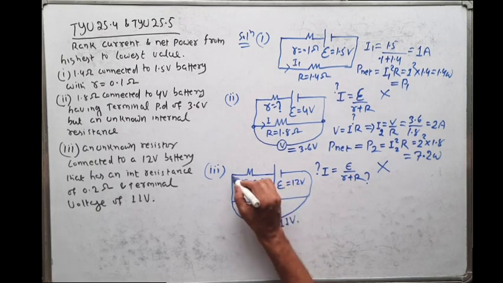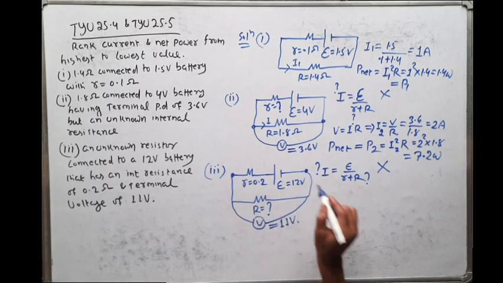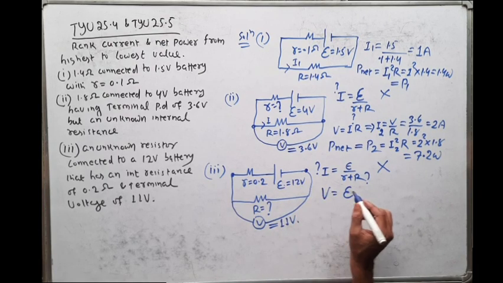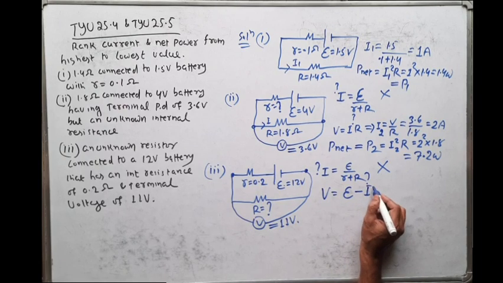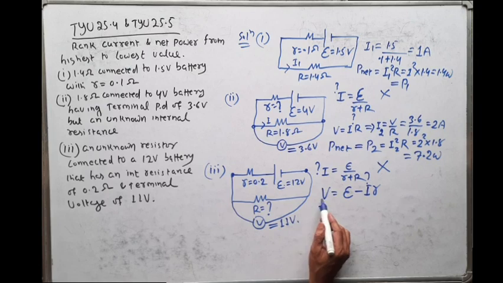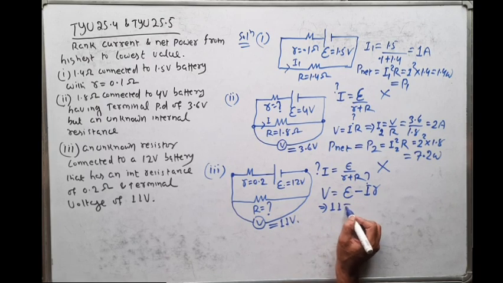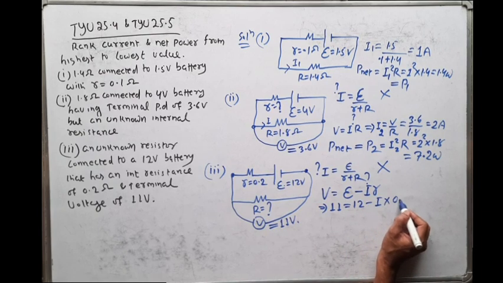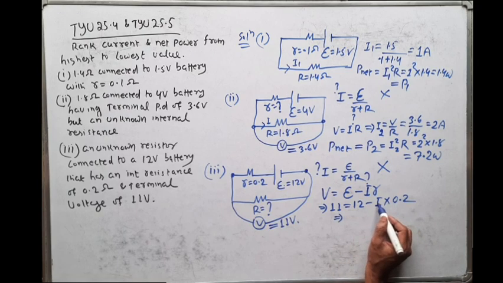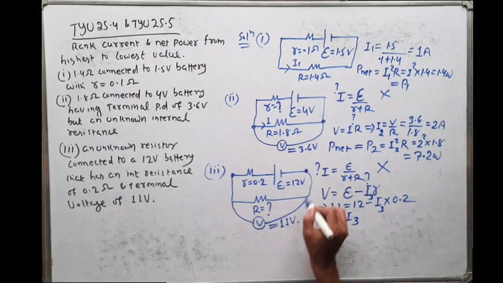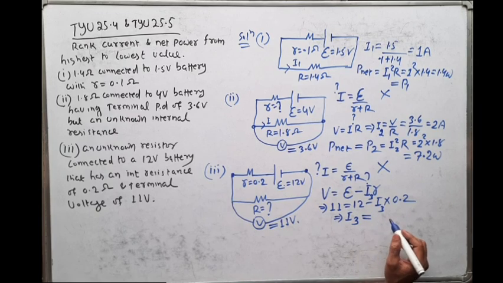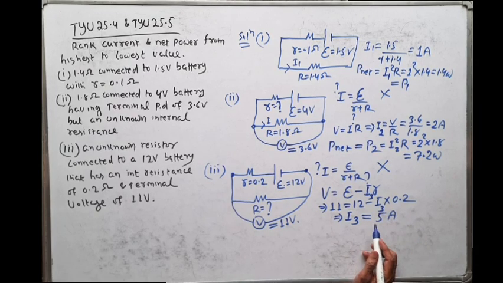Now you see, what is the voltage across the battery? So V is equal to the maximum voltage given by the battery, 12 volt, minus there is some internal drop. So that implies V is equal to what? It is given 11 and the total EMF is given 12 minus I into internal resistance 0.2. So from this only one unknown is I. You can write it is I3 because it is the current in the third circuit. So you just calculate. I think it will come 5 ampere. So I3 is equal to 5 ampere.